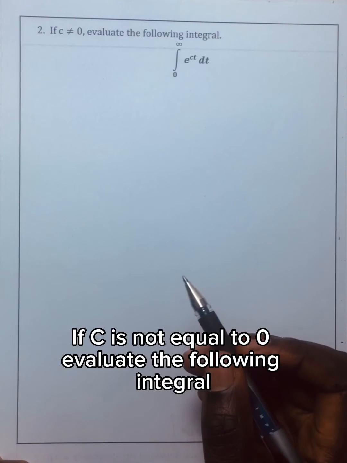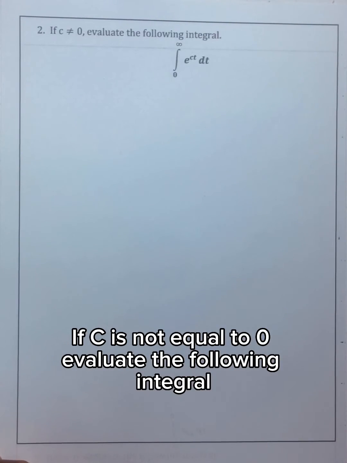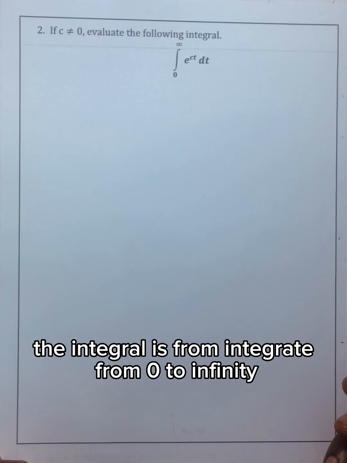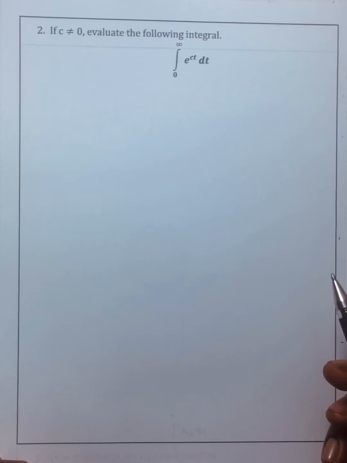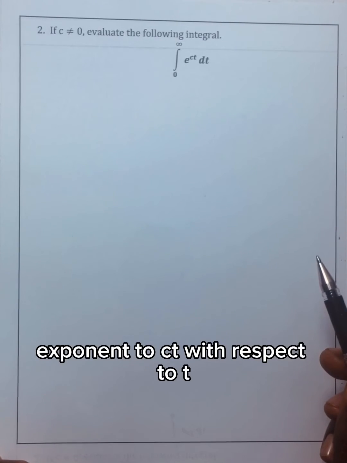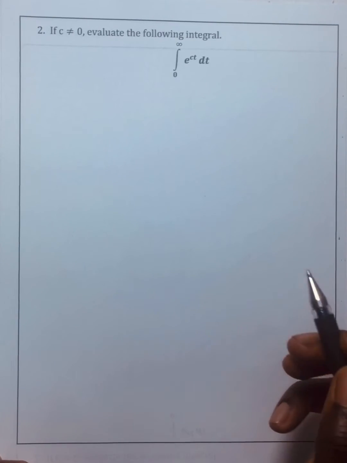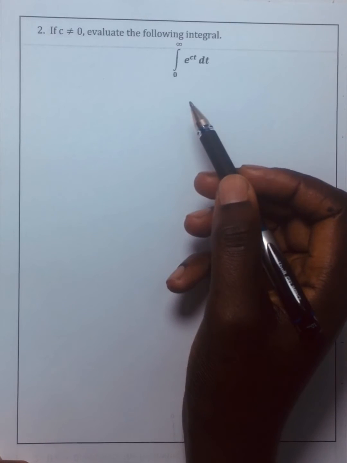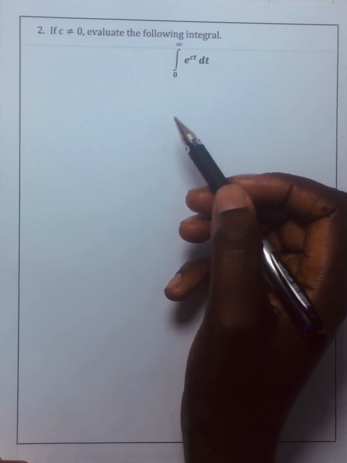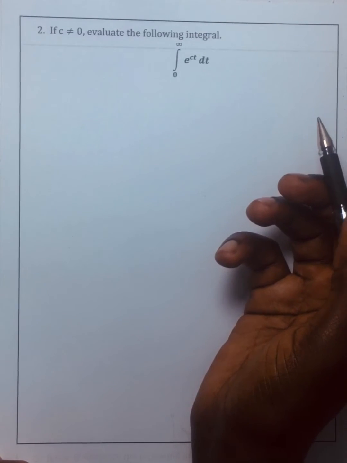If c is not equal to 0, evaluate the following integral. So the integral is the integral from 0 to infinity of e^(ct) with respect to t. So this is an improper integral. So what we need to do is just introduce a limit.